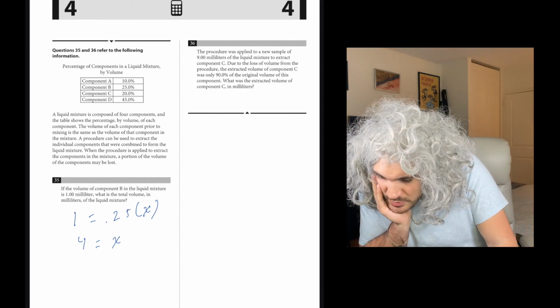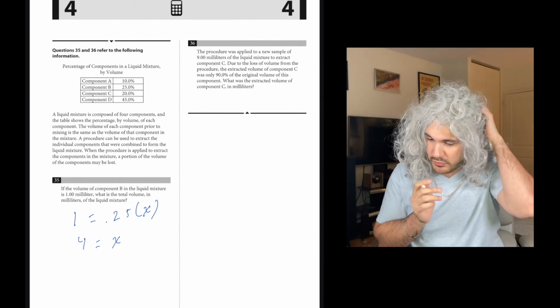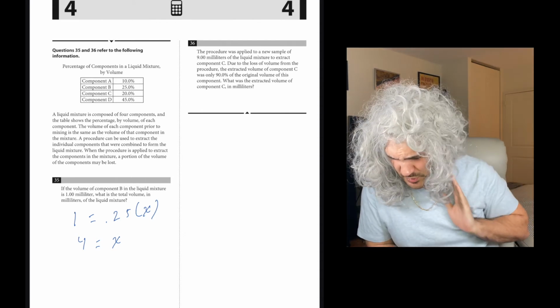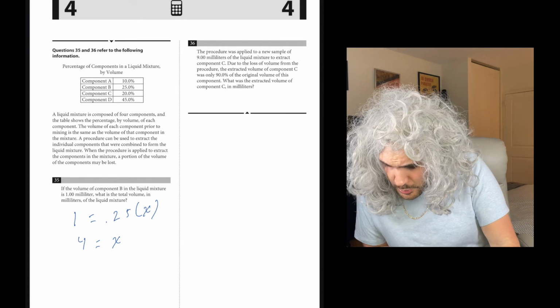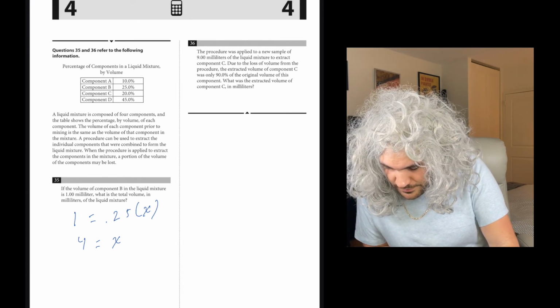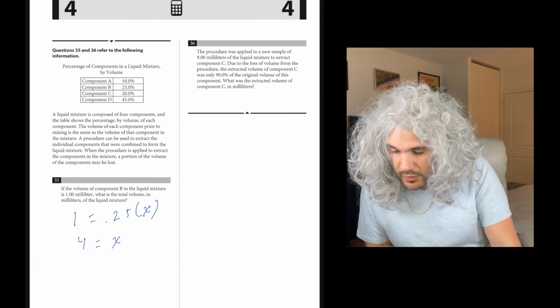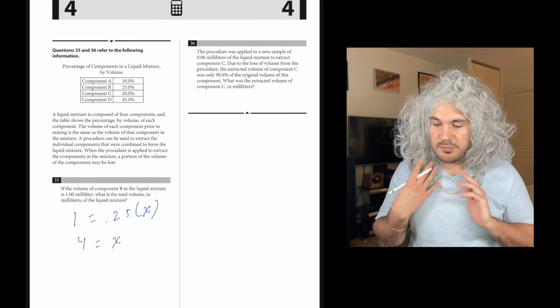Procedure was applied to a new mixture of 9 milliliters of the liquid to extract component C. We lost some volume. Only 90% of it was extracted. What was the extracted volume of component C in milliliters? Okay, let's reread this. We have a new sample of 9 milliliters. We have component C, so 20%. So we know that of this 9 milliliters, 20% is C.